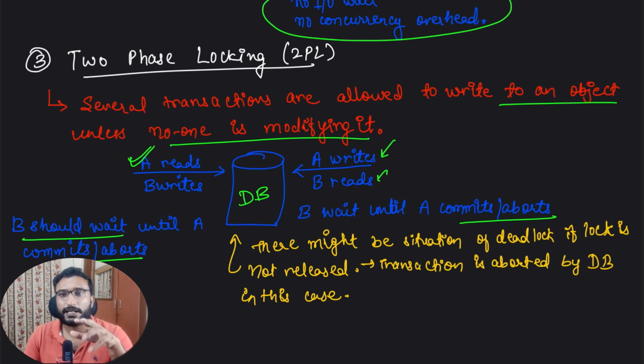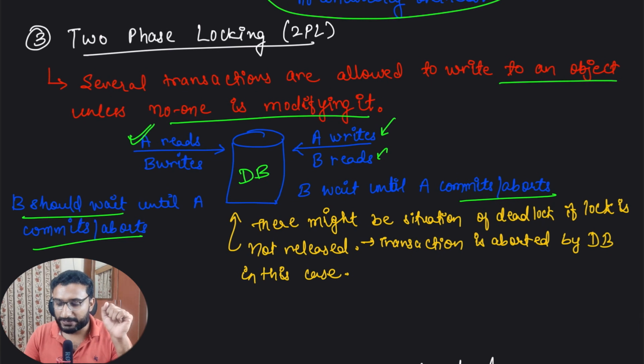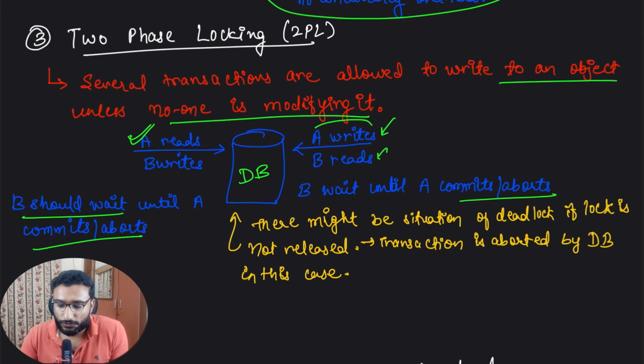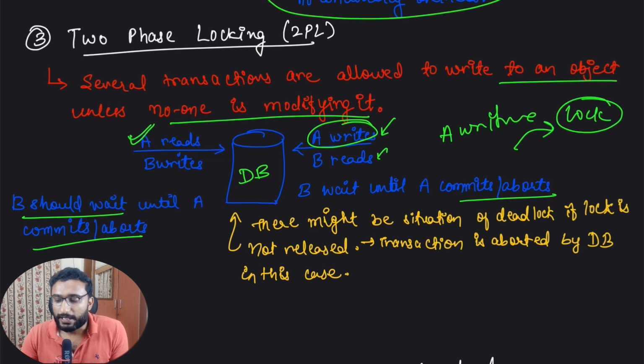Now there might be a situation of deadlock. There could be a possibility that you acquired a lock for writing, A is writing and you acquired a lock, and this is taking too much time, this thread is in a blocked state.